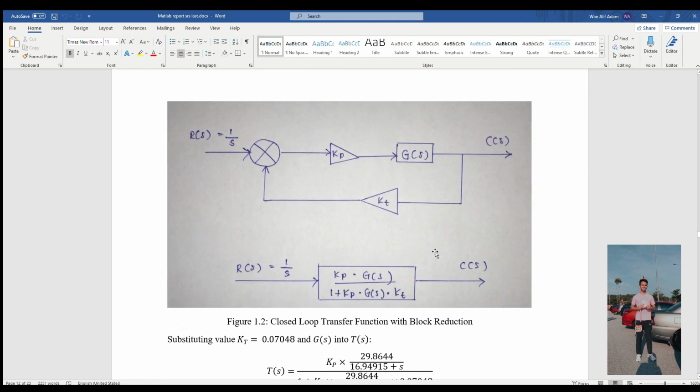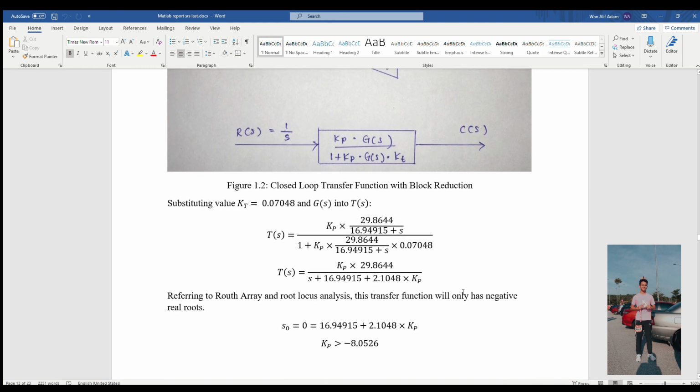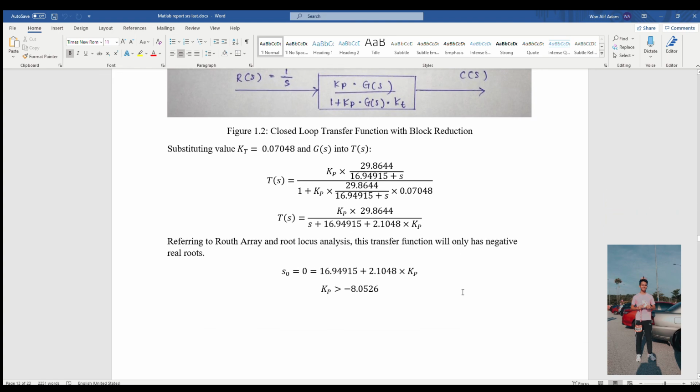Now we create a closed loop transfer function. From this transfer function, we could easily reduce the blocks by using block reduction, and we get the one below. Then we substitute the value of Kt, which is equal to 0.07048, and G(s) into T(s). And from there, we get these equations.